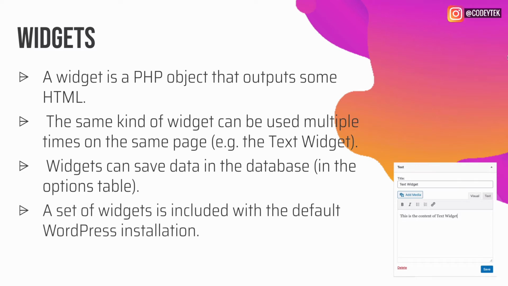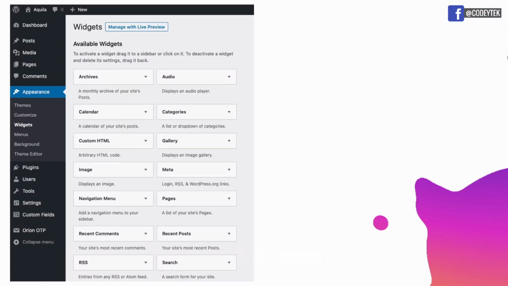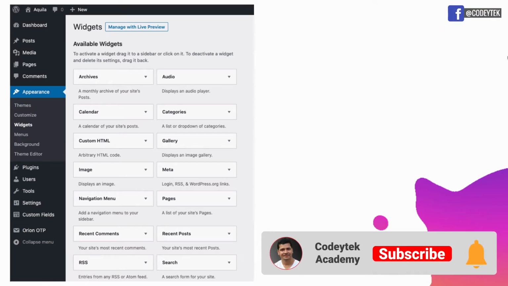A set of widgets is included with the default WordPress installation. I'm going to show you in a moment which widgets are included by default, and you can also register extra widgets through your theme or your plugin. So take a look at this. If you go to the WordPress dashboard and go to Appearance, Widgets, these are the widgets available by default. And if you want to register your own, you can certainly do that.